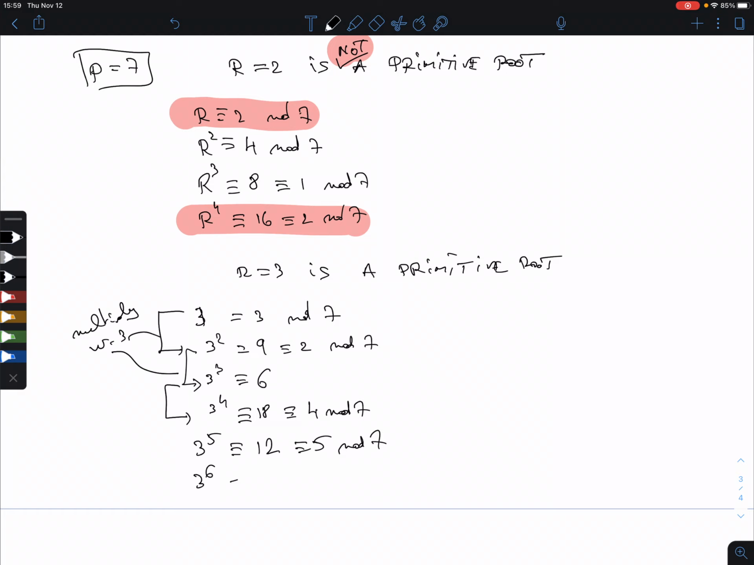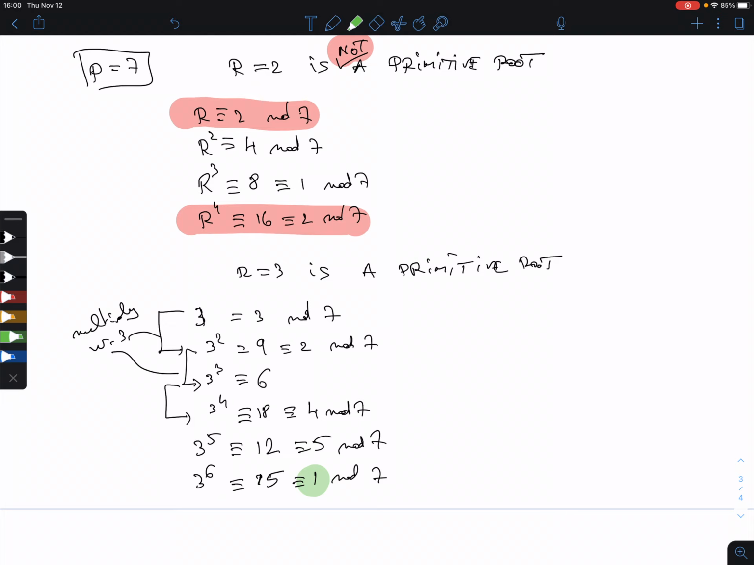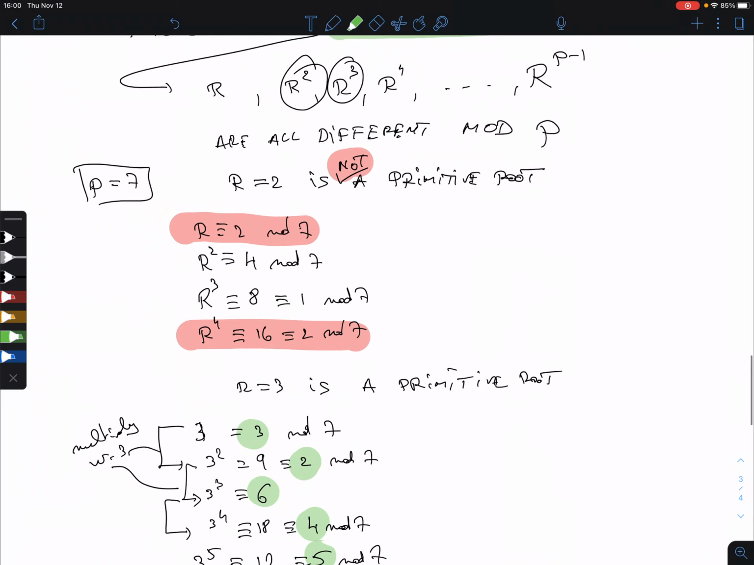3 to the 6th, do you know what this is? Yes, I know what this is. I don't have to calculate it. Fermat's little theorem tells me it's going to be 1, right? Well, let's verify. 3 times 5, multiply both sides with 3, that's 15, which is the same as 1 mod 7, because it's 14 plus 1. So here we are. Let's mark it in green now: we have 1, 2, 3, 4, 5, 6. So they're all different. We get all the different powers as predicted. So this is a primitive root.